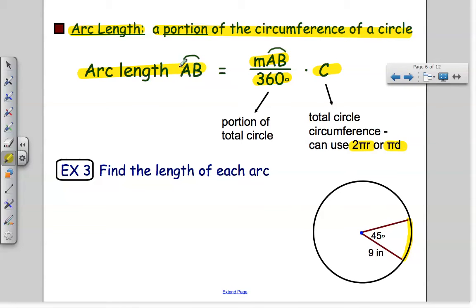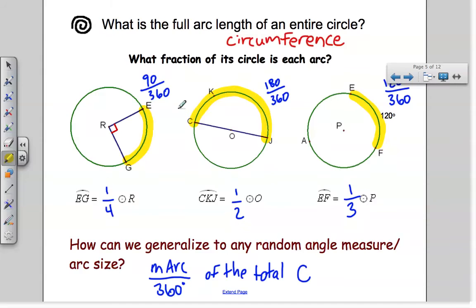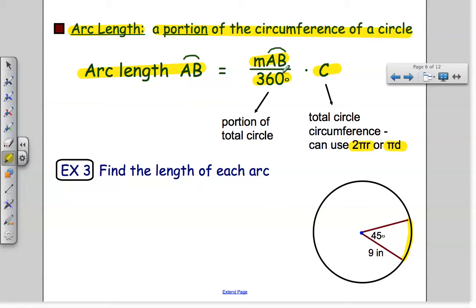But the length of an arc is just a part of the total circle's distance around. And the part of the circle is the arc out of 360. Like back here, this would be 1/4 of the circumference. This would be half of the circumference. Whatever it is would be the angle out of 360 of the total circumference. Again, use 2 pi r or pi d.